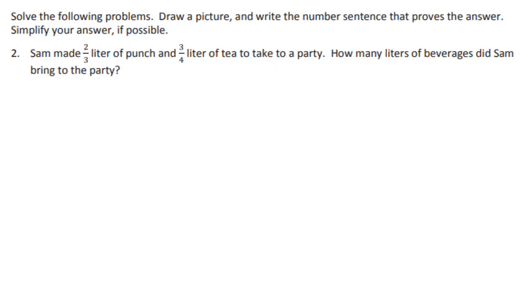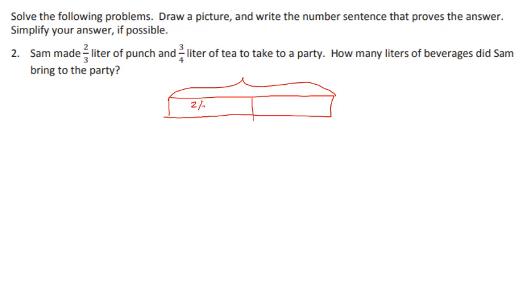Sam had 2/3 liter of punch and 3/4 liter of tea to take to a party. How many liters of beverage did Sam bring to the party? So we look at a tape diagram here. We can see they had this here, which is going to be 2/3 liter, and this is punch. And this one here was tea, and it's a 3/4 liter, and it wants to know the total.